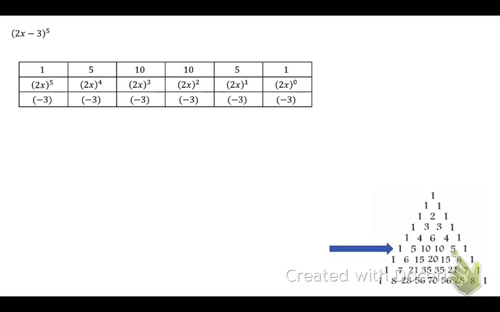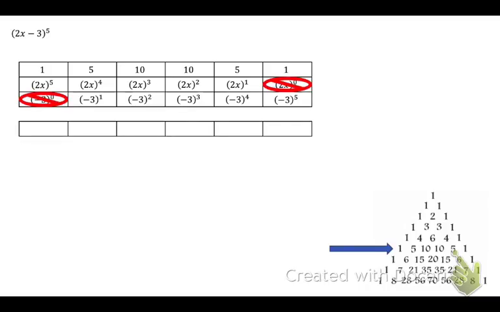And then negative 3 goes in the next row. And you have to keep that sign with it. We haven't dealt with negatives yet, but now we are. So since that's a minus 3, we have to keep that negative 3 with it. Start at 0 and count up. So 0, 1, 2, 3, 4, 5. Anything to the 0 power cancels out. And then let's just start simplifying this.